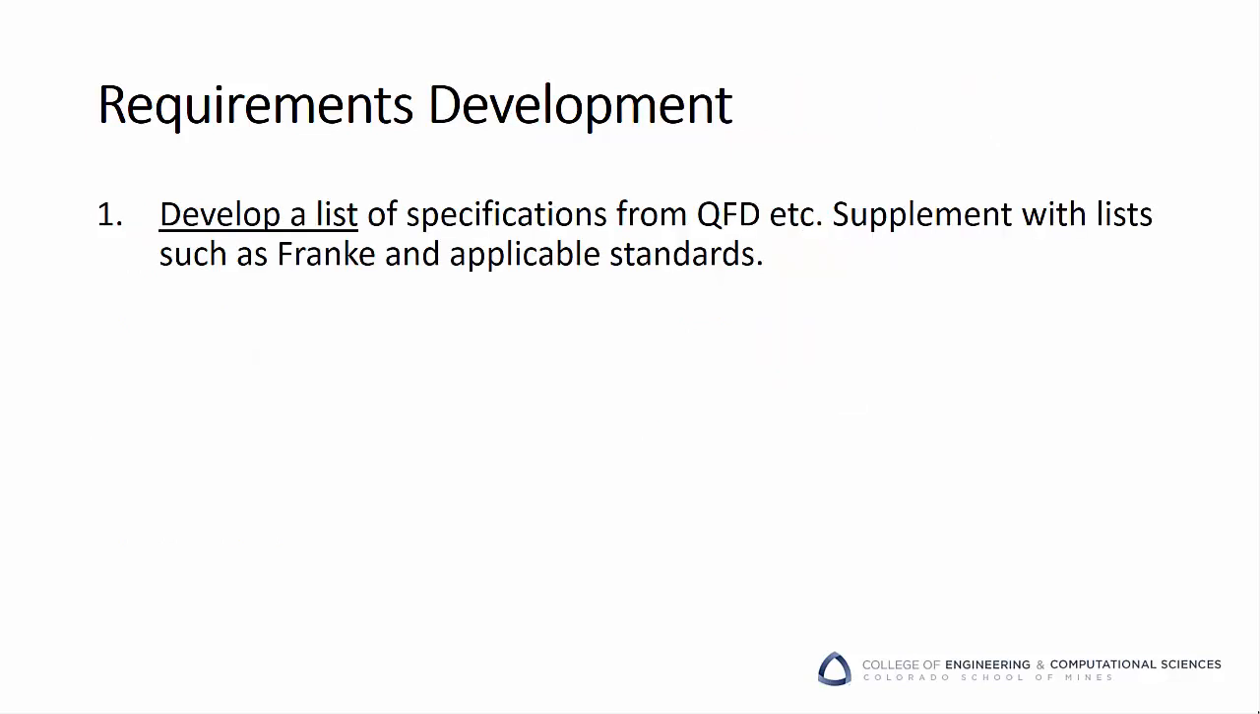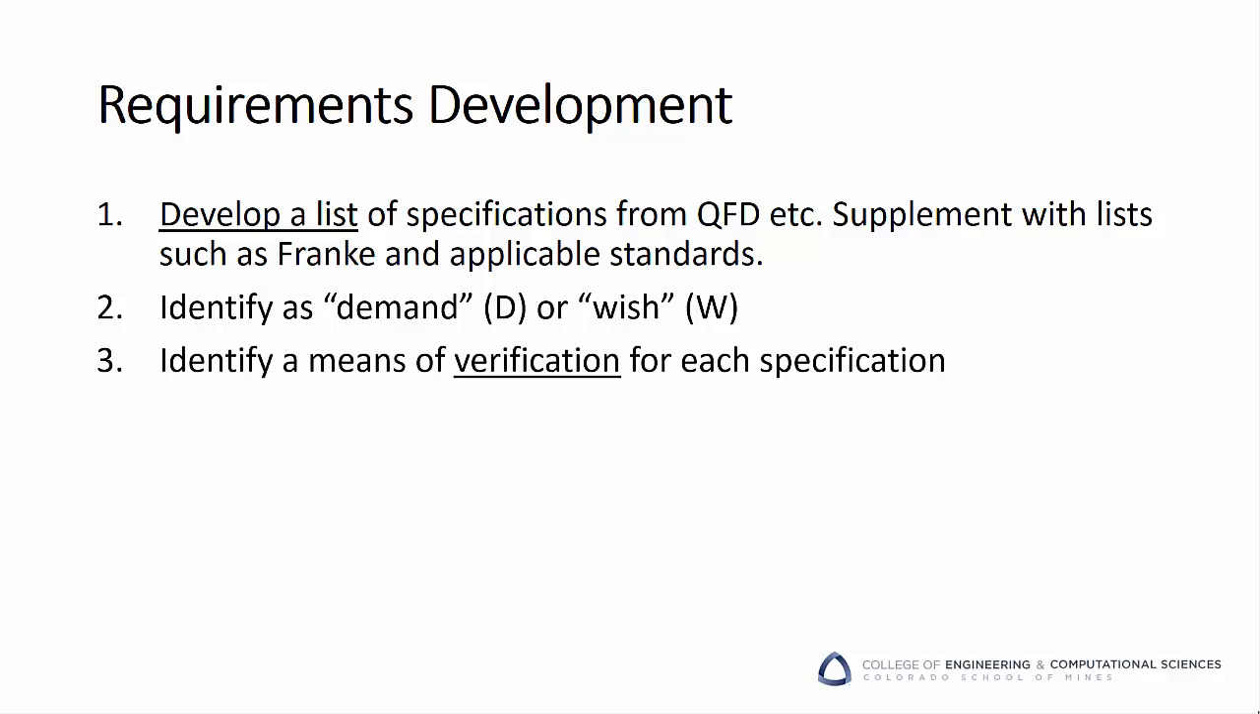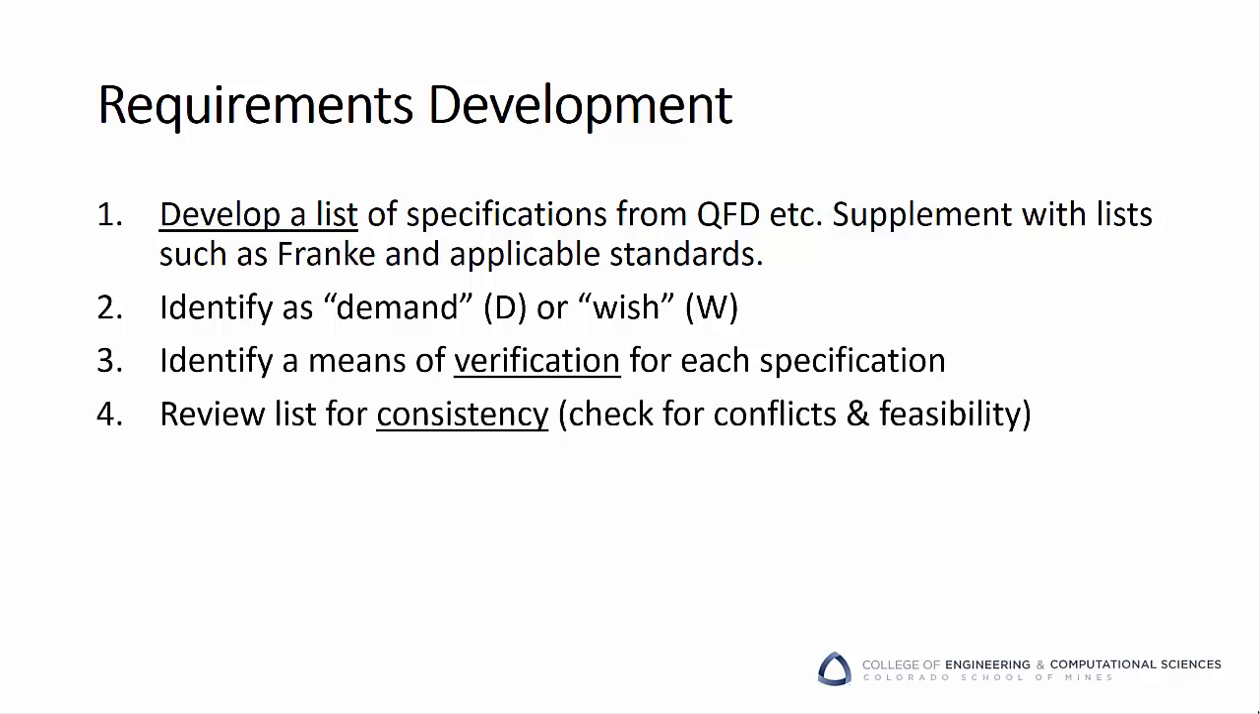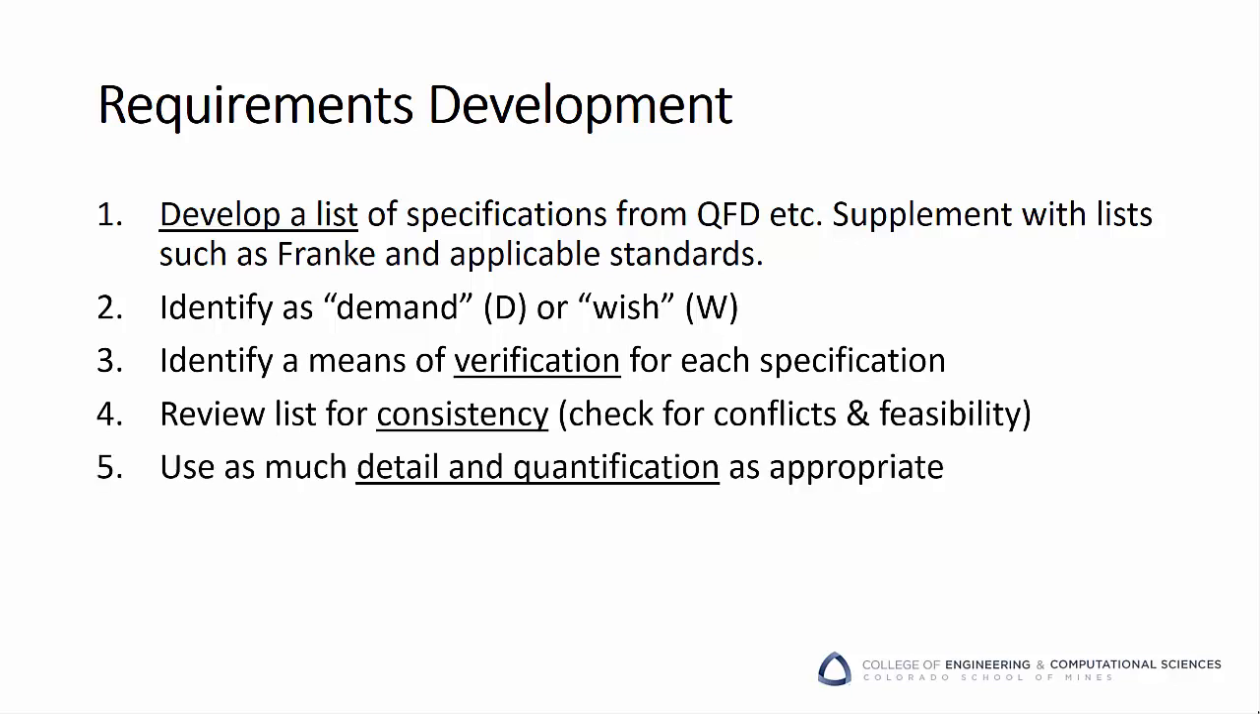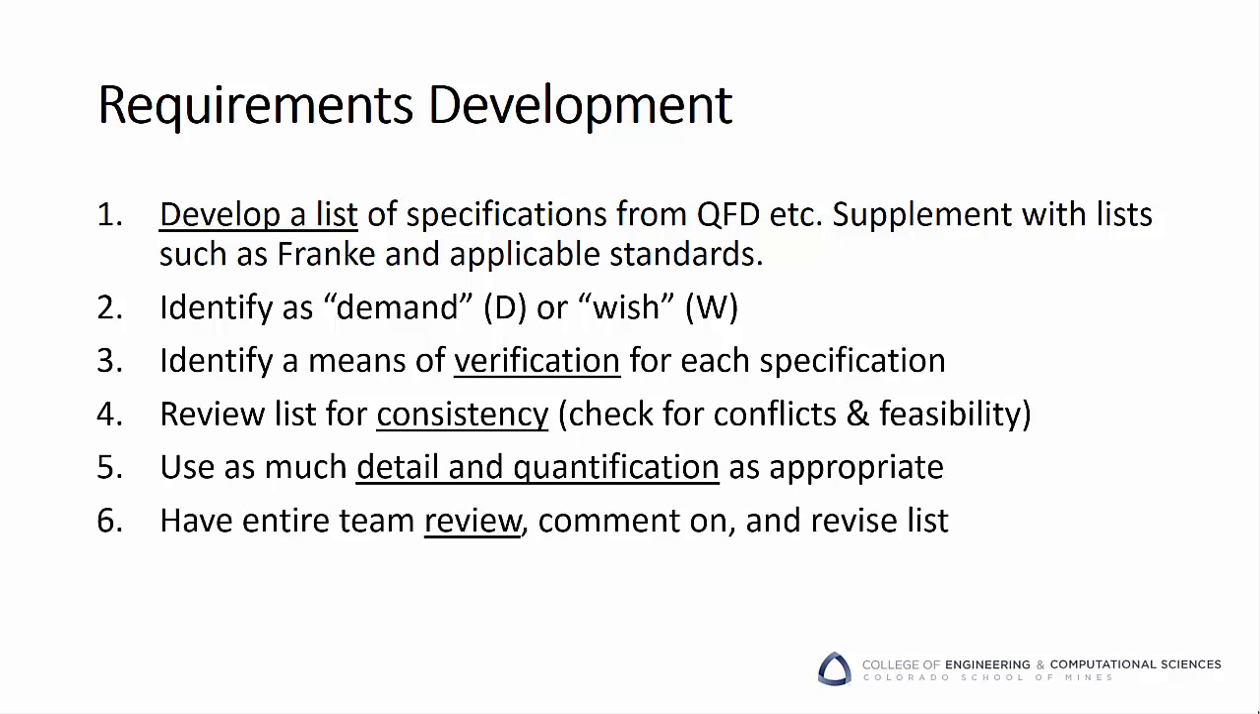So now you're ready to develop the requirements for your project. As you begin, remember the things we've reviewed, then follow this process. First, develop a list of specifications from QFD and supplement it with lists such as Frank and applicable standards. Then, identify as demand or wish each of the requirements you've identified. Identify a means of verification for each specification. Review the list for consistency, check for conflicts, and for feasibility. Use as much detail and quantification as appropriate and as possible in your requirements, and then have the entire team review, comment on, and revise the list before presenting it to your client.